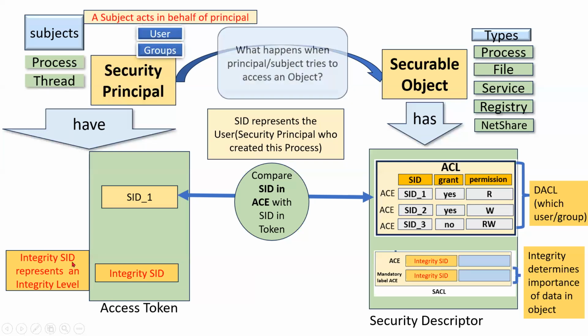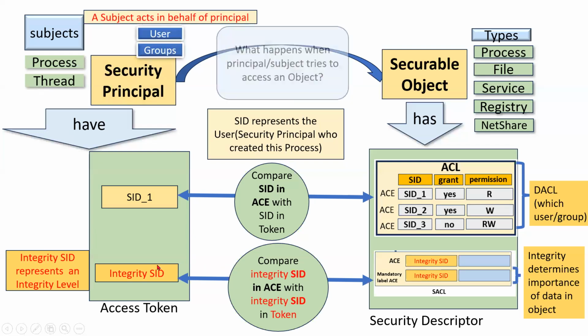So you can say a process whose token has a lower integrity level cannot access an object which has a higher integrity level, or which is supposed to contain data with high sensitivity. The comparison happens between the integrity level inside the token and the one inside the security descriptor. The security principal or the subject is allowed to access this object only if the integrity of the process is equal to or higher than that of the security descriptor. And always, this comparison holds more priority than the comparison of the DACL.